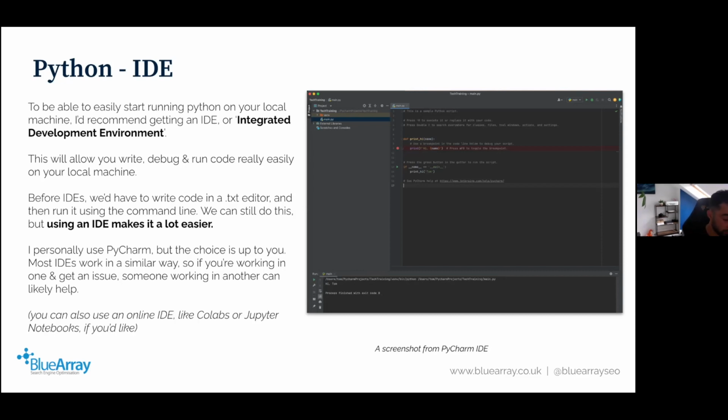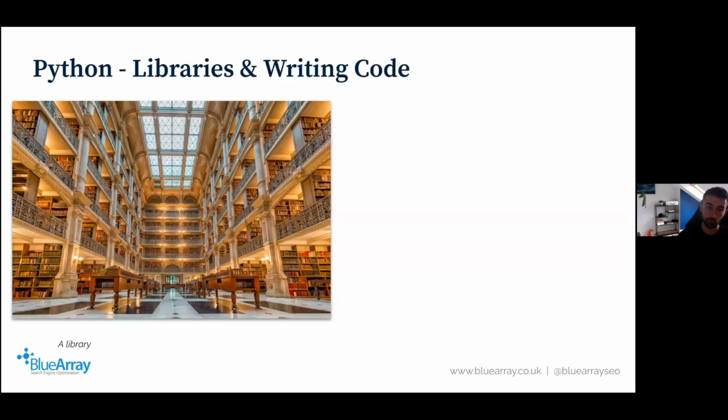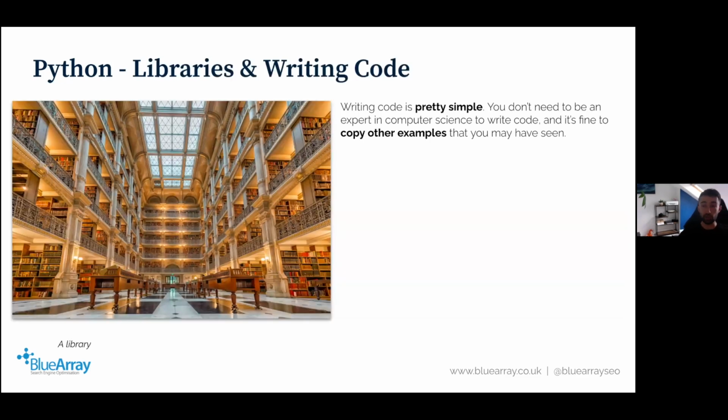You can also use an online one, like Google Colab or Jupyter Notebooks, if you'd like. They offer similar functionality to what you'd get on your desktop. When it comes to writing code, it's relatively straightforward. You don't need to be an expert in computer science to write code, and it is completely fine to copy and paste other examples that you might have seen.